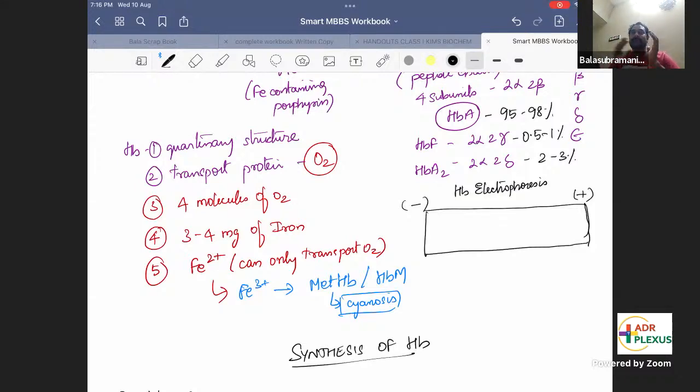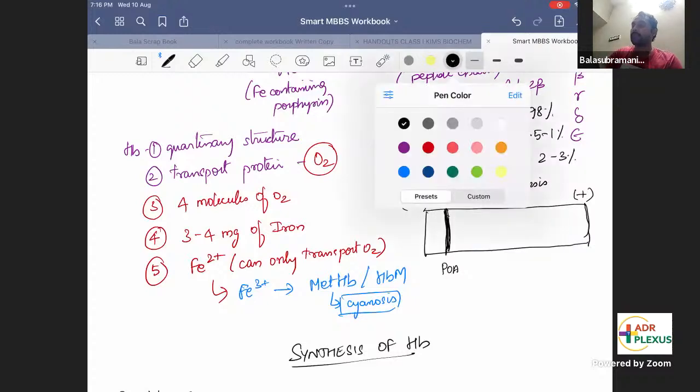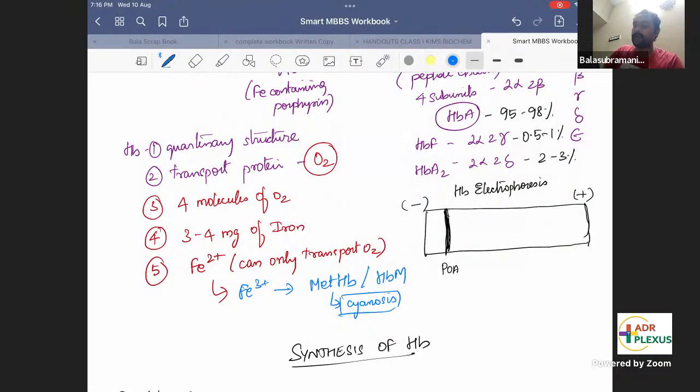That means the charged molecules are going to move from the negative end to the positive end. Always the setup is like that. The molecules which have more negative charge are going to be displaced faster towards the positive electrode. So let us assume this is the point of application, which I'm going to write as POA. You apply the sample here.